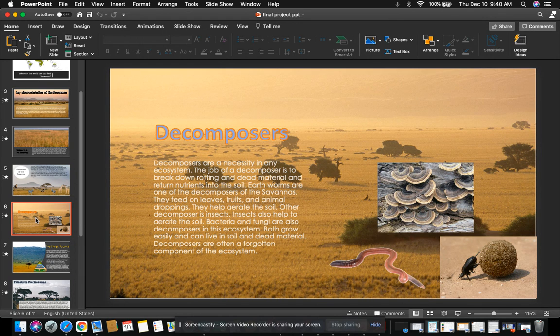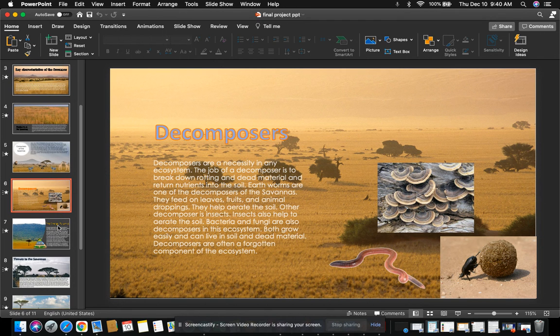The next slide is going to be your decomposers. You want to, again, write that summary telling me what you've learned about the decomposers in your ecosystem, using your graphic organizer as your guide. There's no need to start researching all over again.